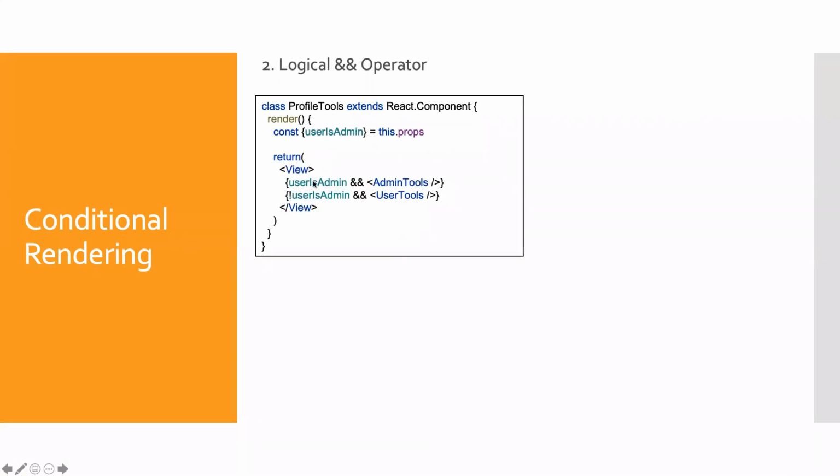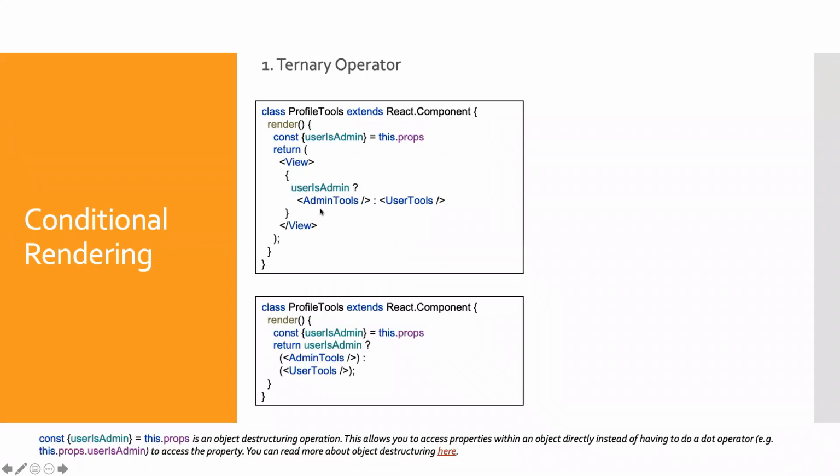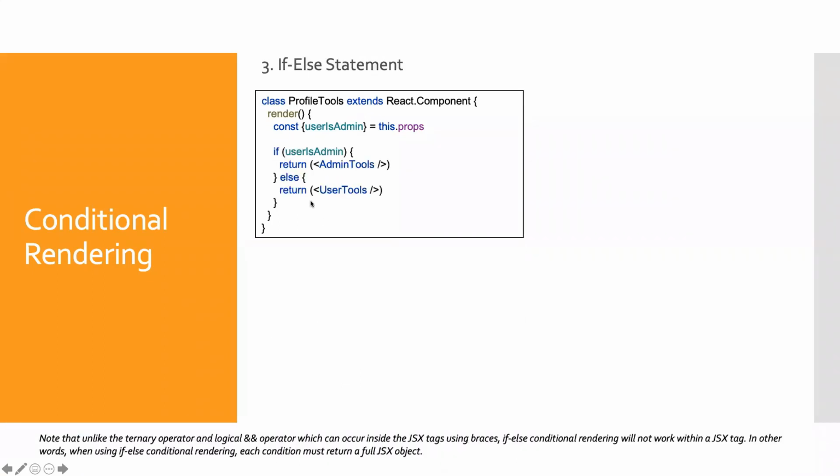this case. So in this case, I'm already inside the JSX object, and I can actually do a logical AND operator or a ternary operator in the JSX itself. But in the if-else statement, I cannot do that in the JSX itself. I will have to do a full return of the component.